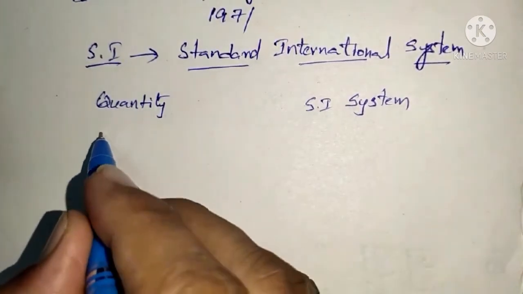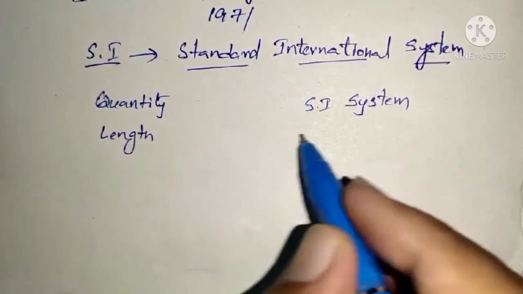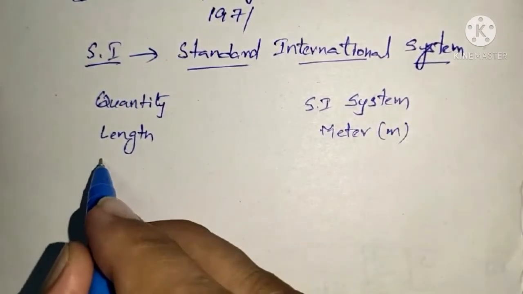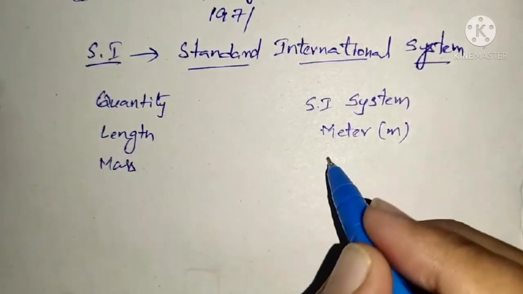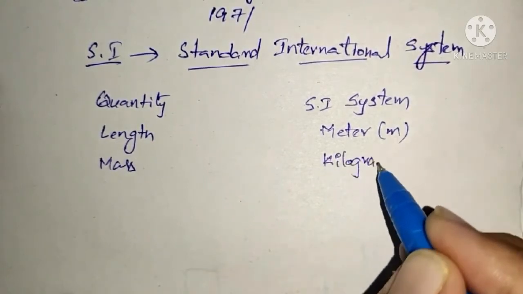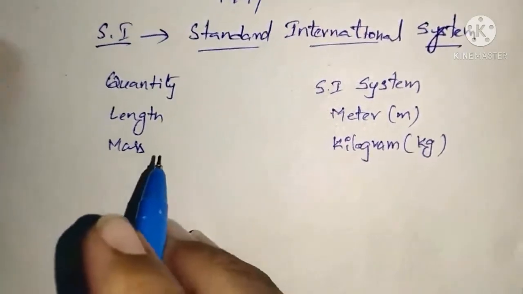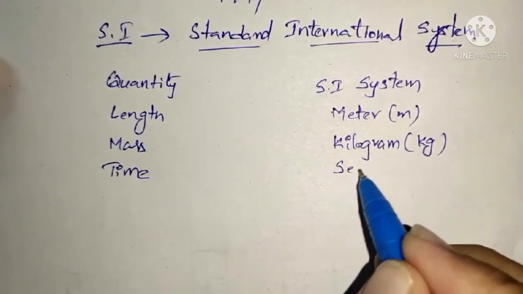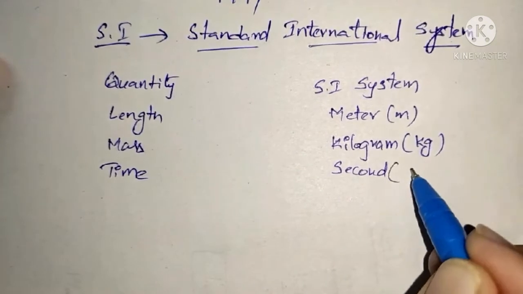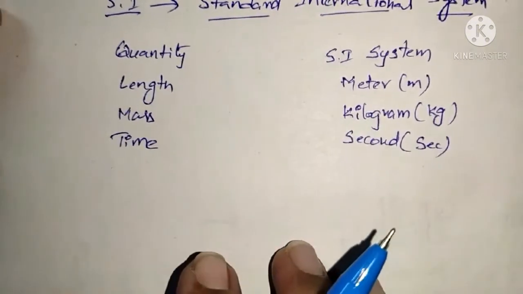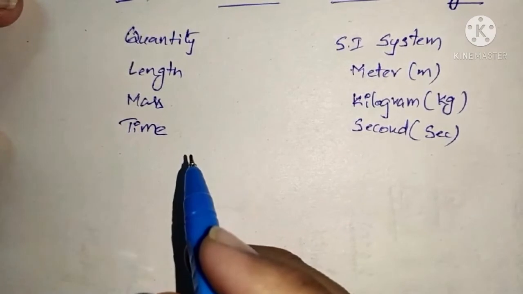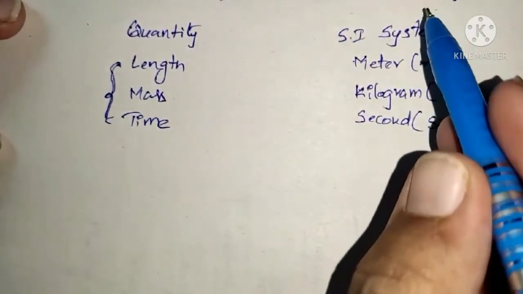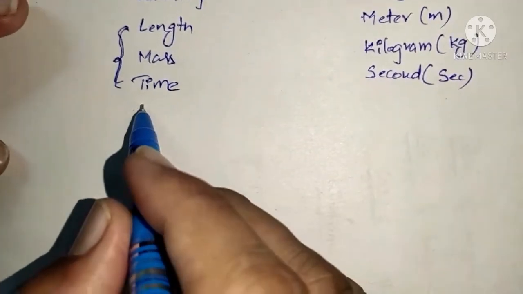You know the first three quantities very well. In the SI system the unit of length is the meter, denoted by m. Mass is measured in kilograms, that is kg. And if you take time, students, time is measured in seconds, denoted by sec. And in addition to this, the SI system considers further fundamental quantities.